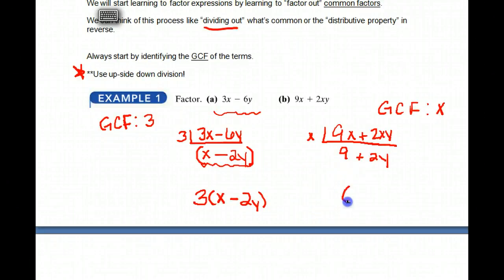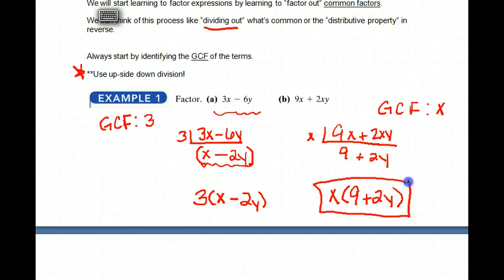So what you have left underneath the division bracket gets moved on down into parentheses, and what you have in front, which was our GCF, gets put in front. So our final answer here is x times the quantity 9 plus 2y. You can check your work using the distributive property, and you will find that we get right back where we started with 9x plus 2xy.